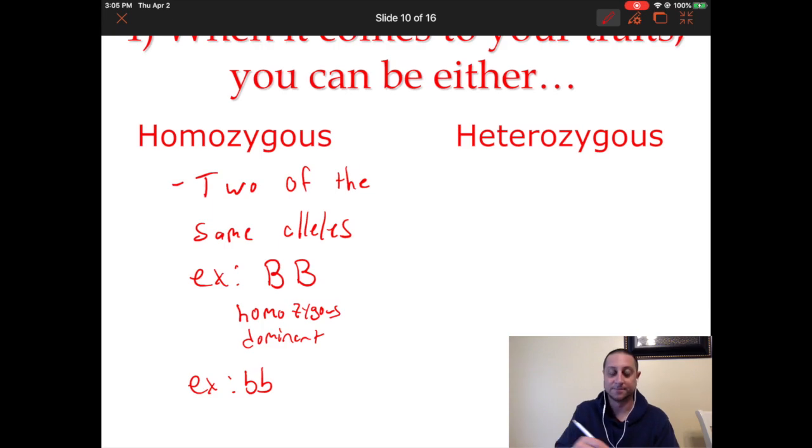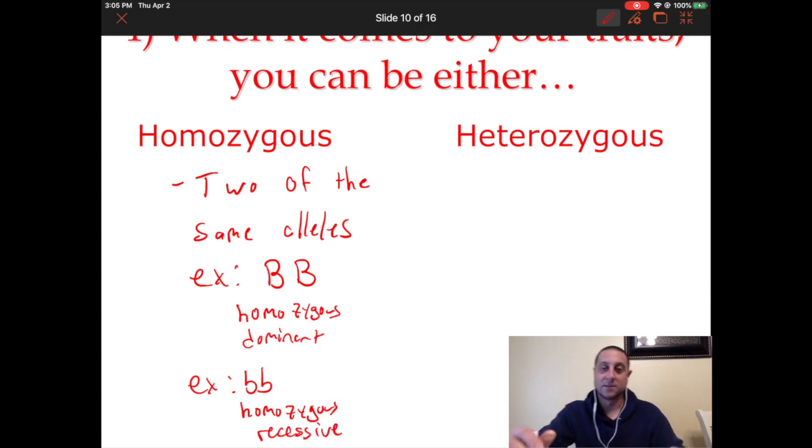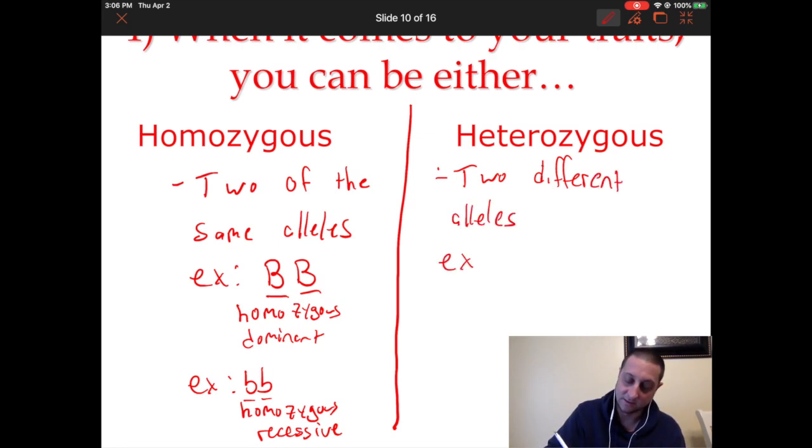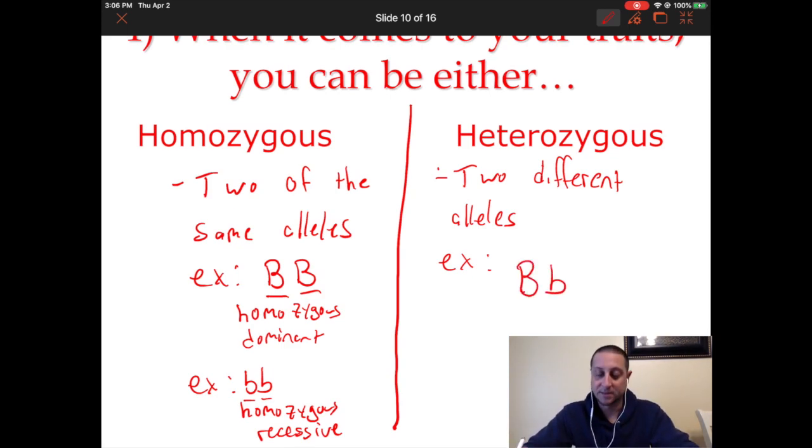What do you think that's called? Homozygous recessive. So they have the same allele, and it's either going to be capital or lowercase. That's homozygous. Heterozygous, on the other hand, is 2 different alleles. You have one dominant, one recessive. So an example would be big B, little b. That's heterozygous.